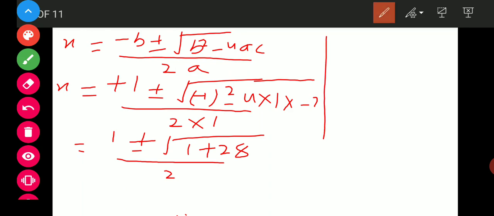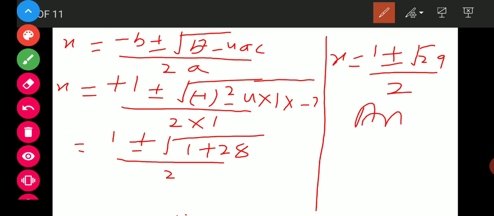So how can we write this one? So x is equal to 1 plus minus under root of 29 divided by 2. That is your answer.